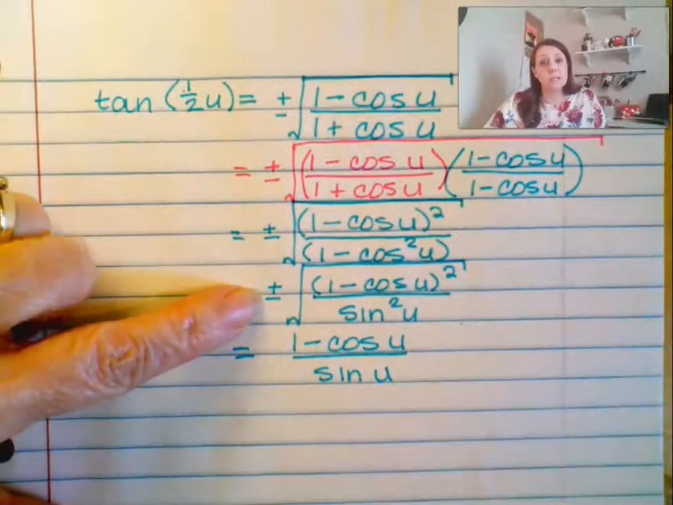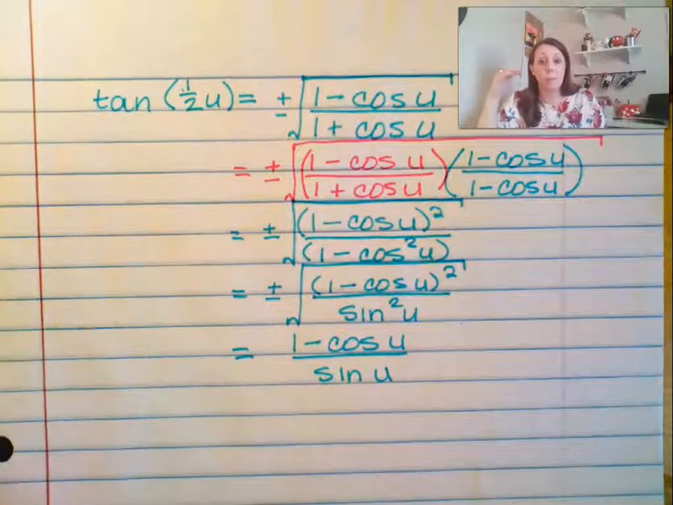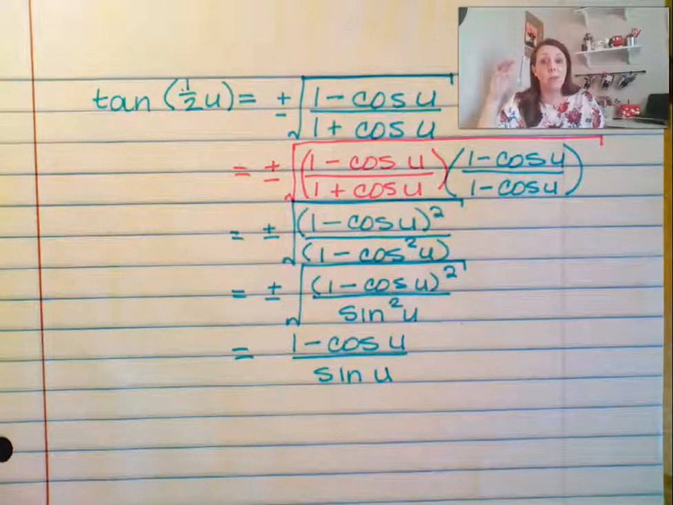So we no longer need this plus or minus. And remember that plus or minus before was carried over from the sine of 1/2 u and the cosine of 1/2 u, and in that case they were just visual reminders.